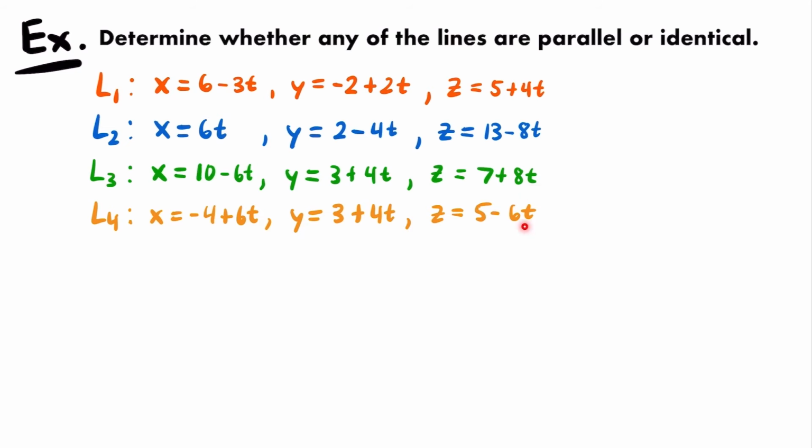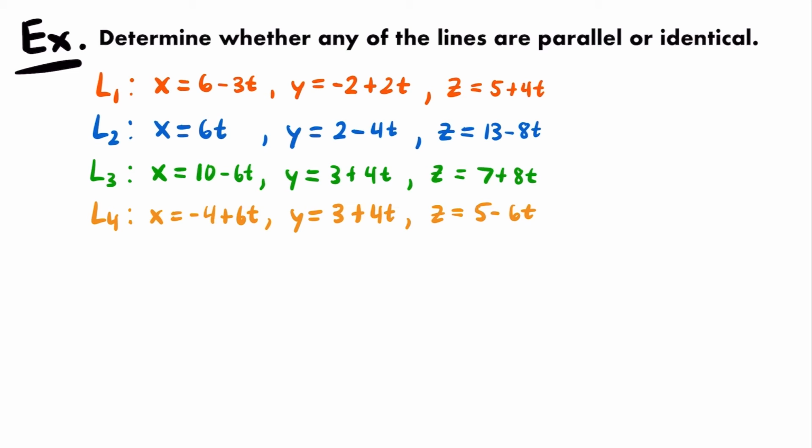Okay, so here's our last example. We want to determine whether any of the lines are parallel or identical. And we have 4 different lines to work with here. We have lines L1, L2, L3, and L4. And what we want to do is see if any of these 4 lines are parallel to each other or if they are identical. And essentially what that means, if they are identical, it means that they represent the same line. Okay, because remember, you can represent the same line in 3D space with different sets of parametric equations.